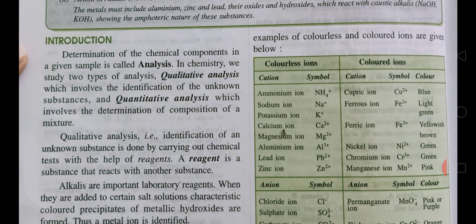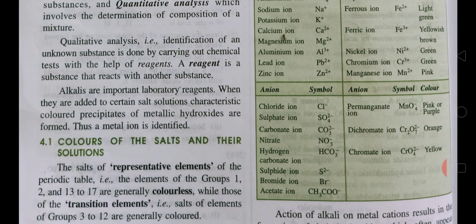First we talk about the colorless positive ions, that is cations. So all the colorless cations are ammonium ion, sodium ion, potassium ion, calcium ion, magnesium ion, aluminium ion and lead and zinc ion. And children, all the negative ions which are colorless, that is anions which are colorless, are chloride ions, sulfate ions, carbonate ions, nitrate ions, hydrogen carbonate ions, sulfide ions, bromide ions and acetate ions.